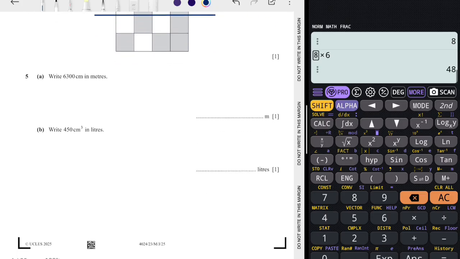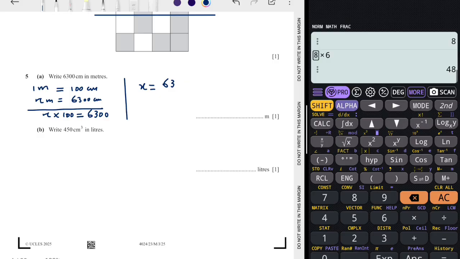Write 6300 centimeters in meters. We know that 1 meter is equal to 100 centimeters. 6300 centimeters will be how many meters? We do cross multiply. X times 100 is equal to 6300. So we divide it. X is equal to 6300 upon 100. So it will be 63.